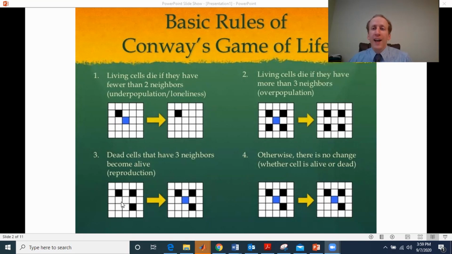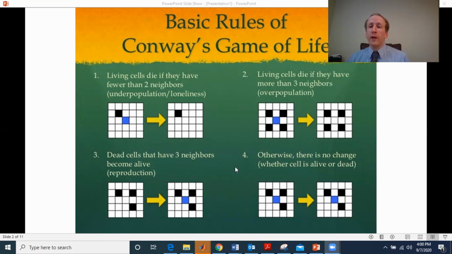If a dead cell has exactly 3 neighbors, it becomes alive through a process called reproduction. So this models a new life form being born. And finally, if a cell has 2 or 3 living neighbors, it stays alive. That's the exact number for a cell to live.